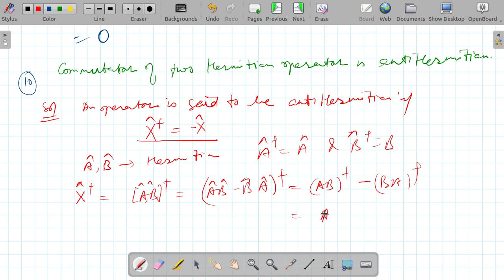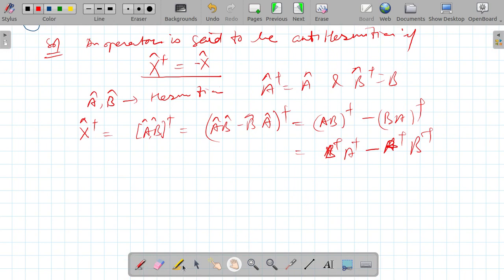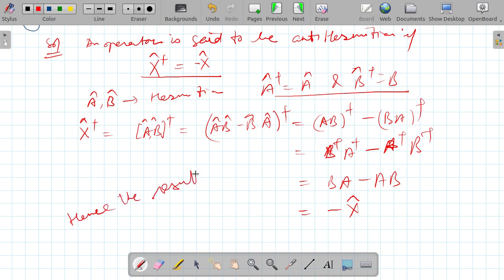It can be written as b dagger a dagger minus a dagger b dagger. Since they are equal, that means it is equal to ba minus ab, and this is nothing but minus of the x operator. Hence the result is proved. This is according to this statement.